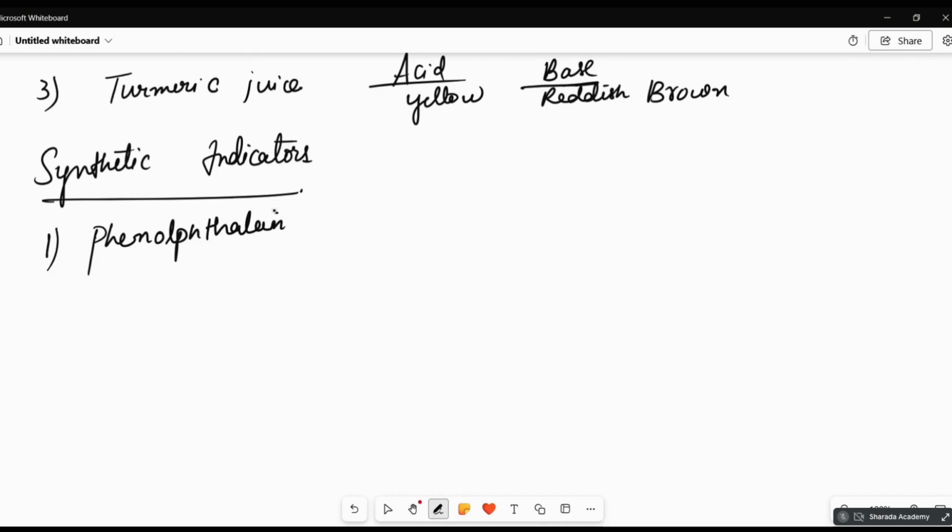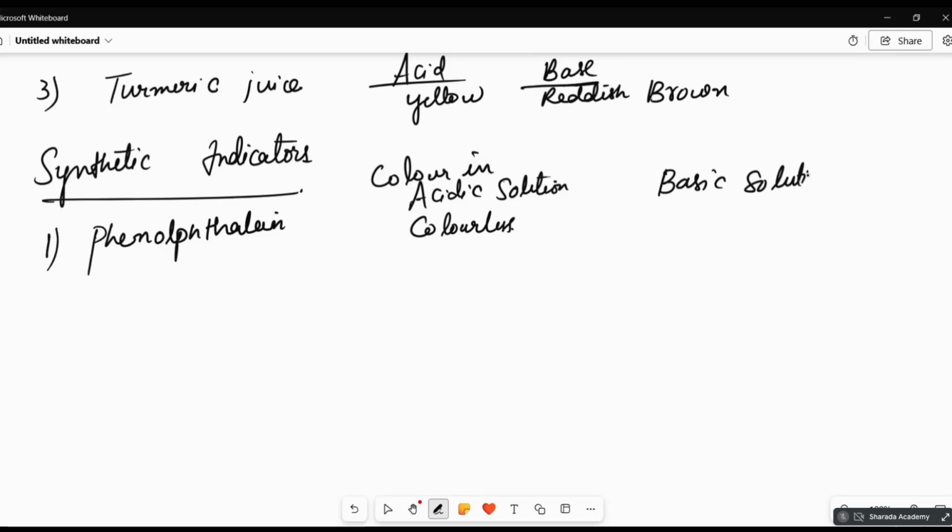Phenolphthalein. So what will be the color in acidic? Colorless. Good, it is colorless. Whereas in basic solution, it is pink. In neutral solution, it is colorless.